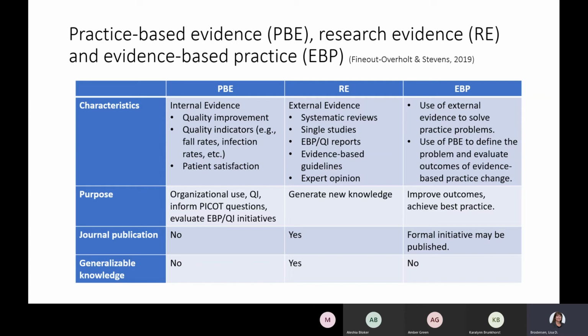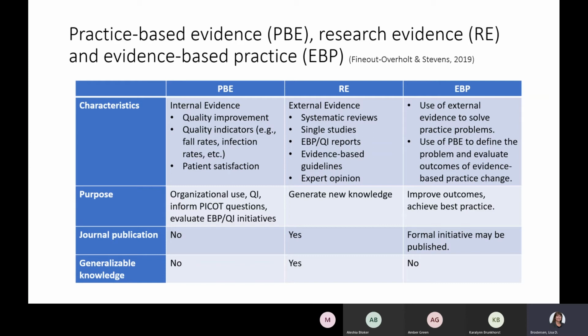It also informs PICO questions. It gives you ideas about problems within the organization that need to be addressed through evidence-based practice. And internal evidence can also be used to evaluate evidence-based practice and quality improvement initiatives.